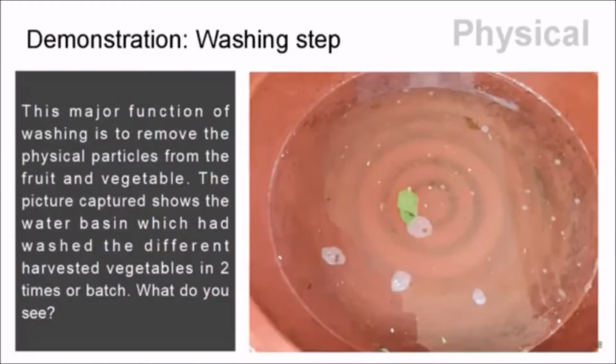Alright, I would like to show a demonstration about the washing step. Actually, the washing step is mainly used to remove physical particles from the fruit and vegetable. The picture on the right-hand side shows water in a basin which has washed vegetables several times after harvesting. What do you see in this water?